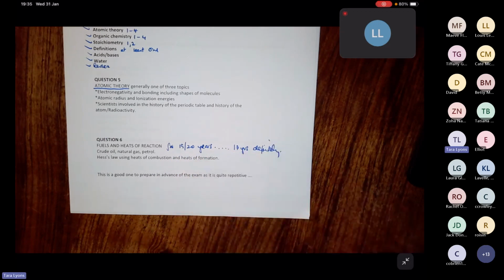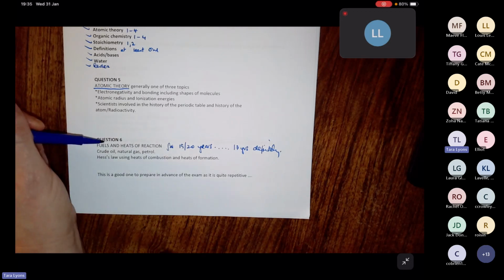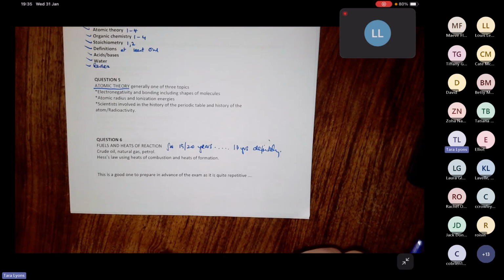So it's definitely been fuels and heats of reaction for the last 17 years. So they've kind of set a precedent here. You know what I mean? I'd be very surprised to see them change that. But even if they did, and they didn't go for fuels and heats of reaction in question 6, there's going to be something on fuels and heats of reaction in question 10 or 11. But I am pretty confident that that's going to be your question.